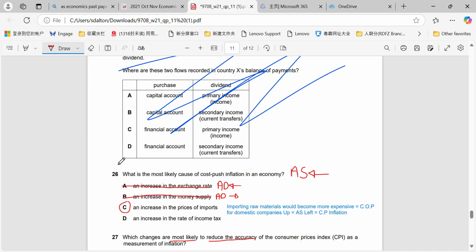And finally, if we have an increase in the rate of income tax, that is a contractionary fiscal policy. It's designed to decrease consumer expenditure, so aggregate demand would shift left, and it would help to reduce demand pull inflation, but would definitely not cause cost push inflation.